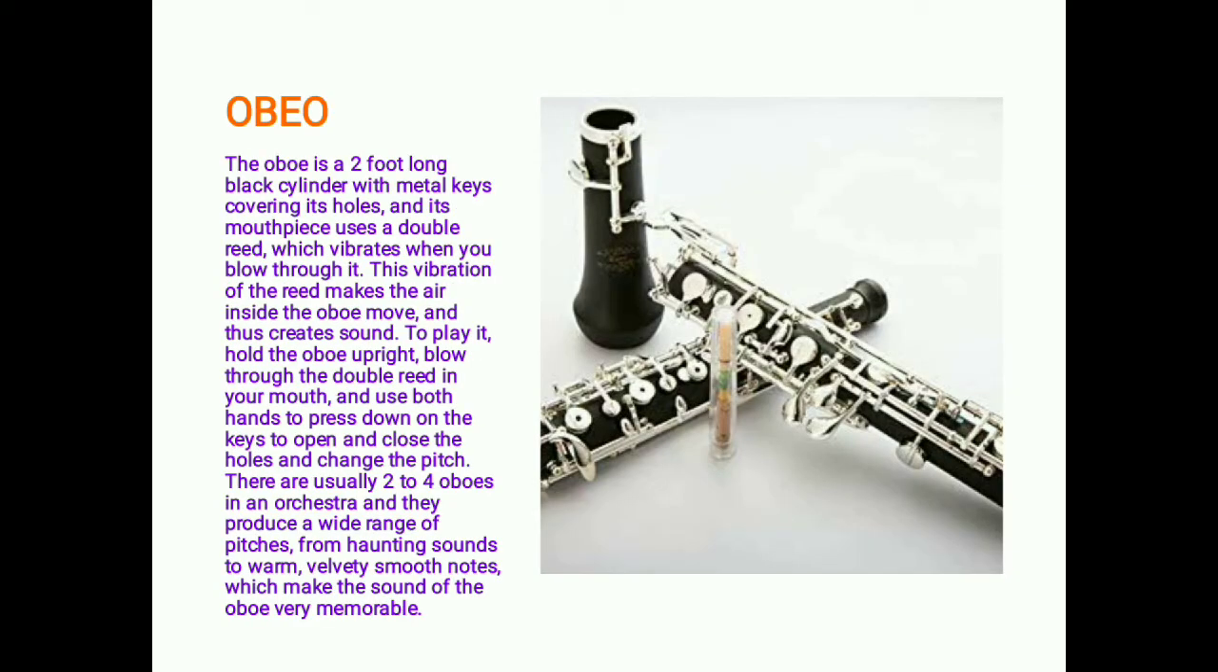Oboe. The oboe is a 2 foot long black cylinder with metal keys covering its holes, and its mouthpiece uses a double reed which vibrates when you blow through it. This vibration of the reed makes the air inside the oboe move and thus creates sound. To play it, hold the oboe upright, blow through the double reed in your mouth, and use both hands to press down on the keys to open and close the holes and change the pitch.